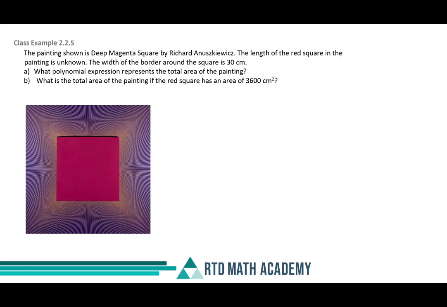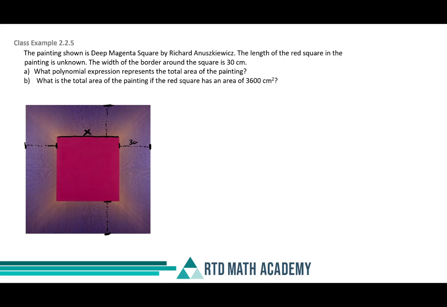I know the length of the square in the painting is unknown. Let's call that X. You could call it L, you can call it question mark, you can call it whatever, but I'm going to go with X. We also know the width of the border around the square is 30 centimeters. So I know the distance from here to here happens to be 30 centimeters. Now this is true from this distance to this distance, as well as this distance to this distance, and of course top to bottom right here.